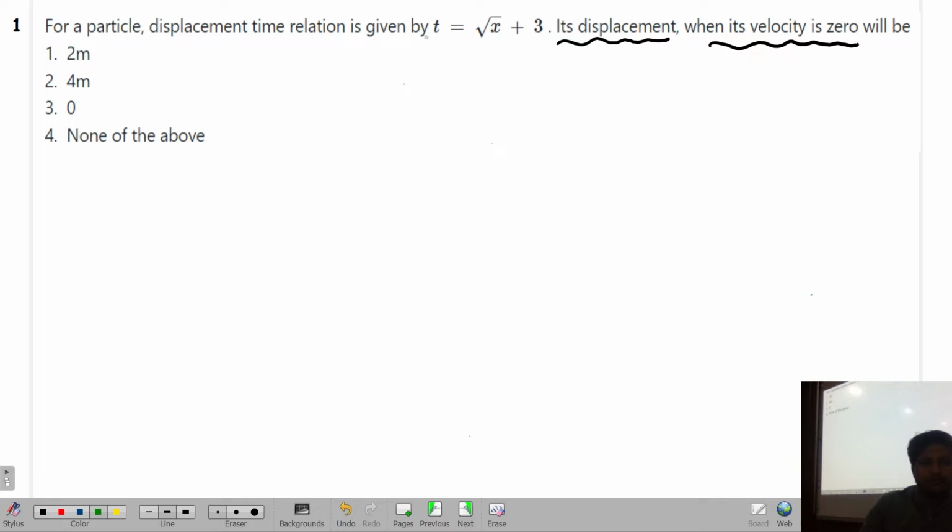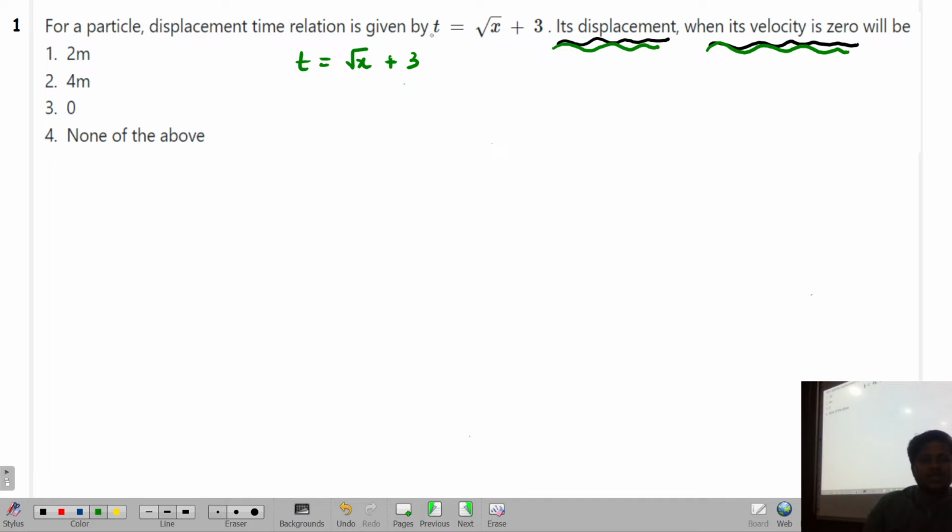See, the equation of the particle is given: t is equal to root x plus 3. I will write this. What is it asking? It is talking about displacement, so first of all, displacement should be on the LHS. Second, it is asking when the velocity of the particle is 0.